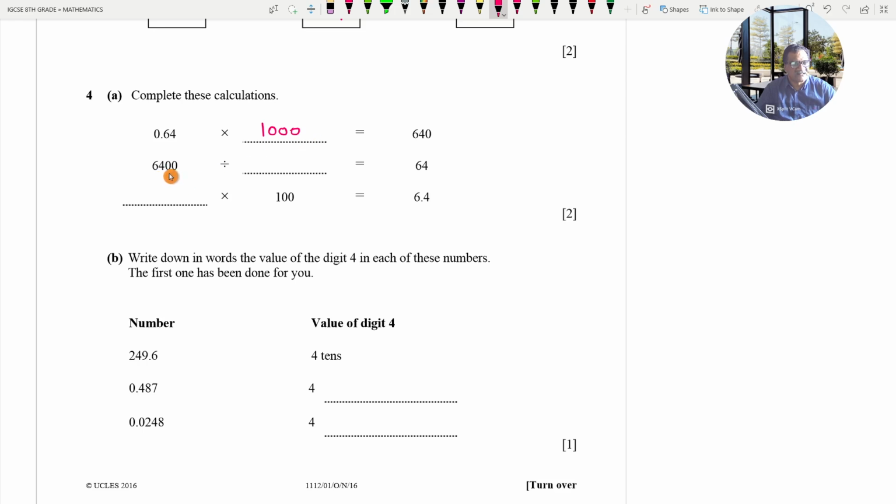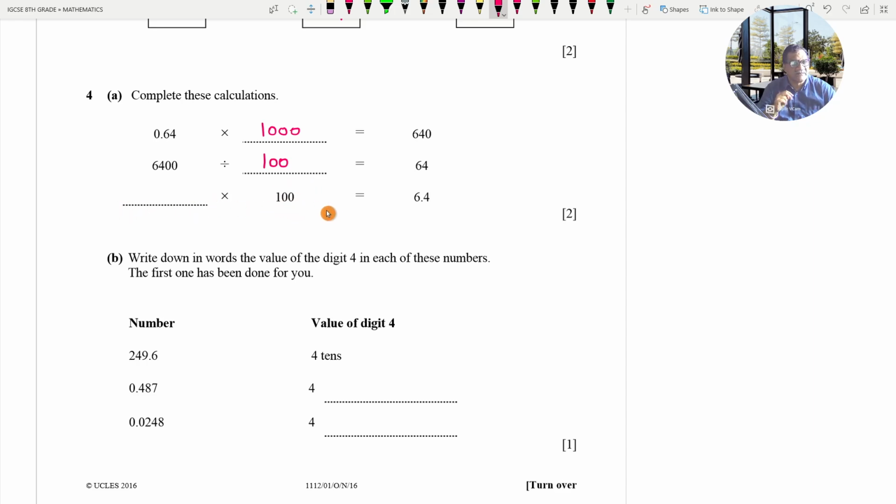Now this is 6400 divided by some number so that you get 64. This 6400 has a decimal point after the last 0, so it's 6400.0. Now how many places does this decimal point have to shift to get 64? It has to shift 1 and 2 places. If it has to shift 2 places to the left, you have to divide by 100, because in 100 there are two zeros. That way you have to deal with this question.